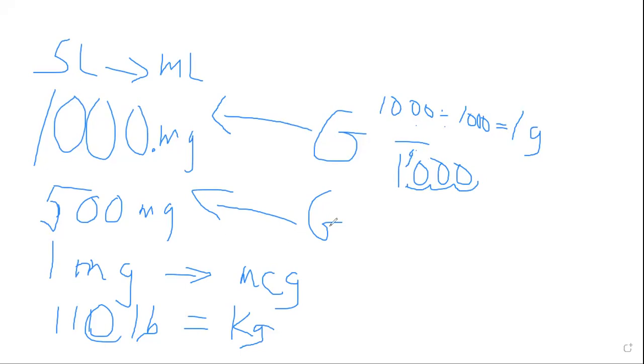Milligrams to grams, same thing. We have 500 divided by 1,000. Or you can take the 500, decimal point here, and you're going to move to the left, 1, 2, 3. And that's going to make it 0.5 grams, which is what you should have gotten if you took 500 and divided it by 1,000.